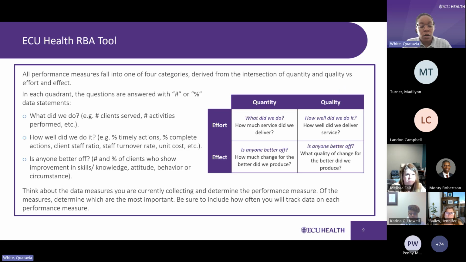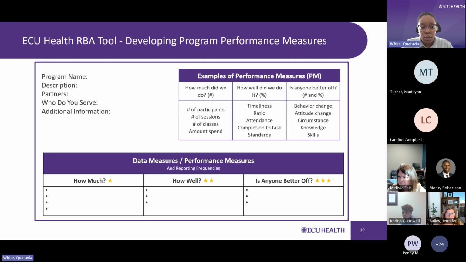So in step one, we created an RBA tool. I know Landon mentioned this earlier, and I won't go into too much detail, but we wanted to really educate all of our partners on what was RBA, and we knew it wasn't feasible to really send everyone through the RBA training. So this document really helped them figure out what the different types of performance measures are. Once they went through the education piece, they created their own performance measures.